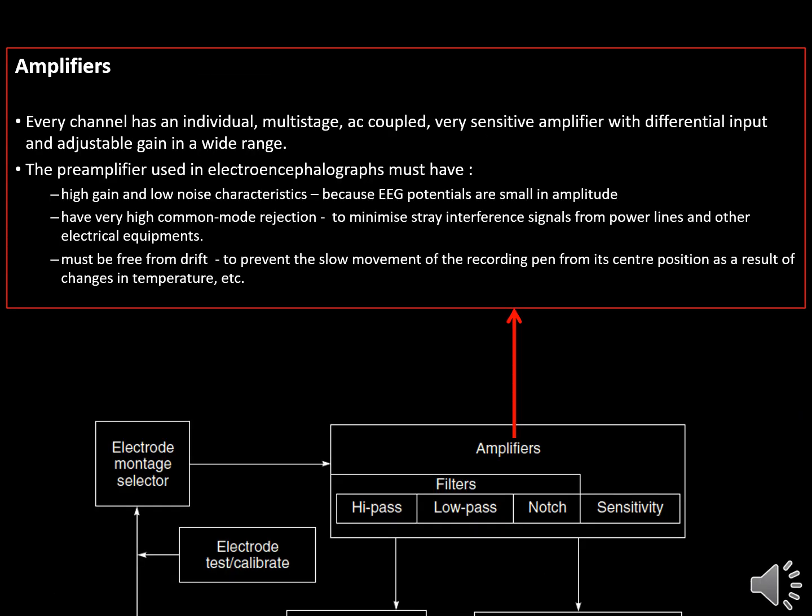Next, about amplifiers. Every channel has an individual multi-stage AC coupled very sensitive amplifier with differential input and adjustable gain in a wide range. The preamplifiers used in electroencephalographs must have high gain and low noise characteristics because the EEG potentials are small in amplitude. In addition, the amplifiers must have very high common mode rejection to minimize stray interference signals from power lines and other electrical equipment. The amplifier must be free from drift so as to prevent the slow movement of the recording pen from its center position due to changes in temperature, etc.